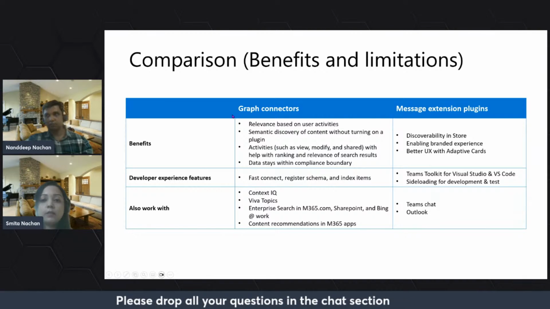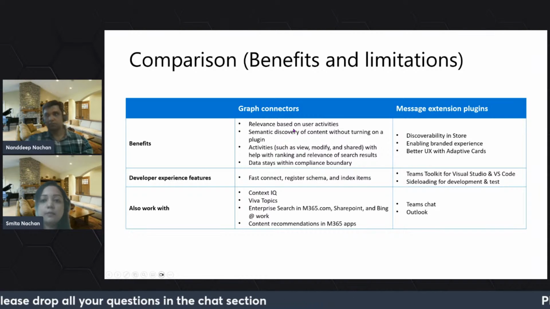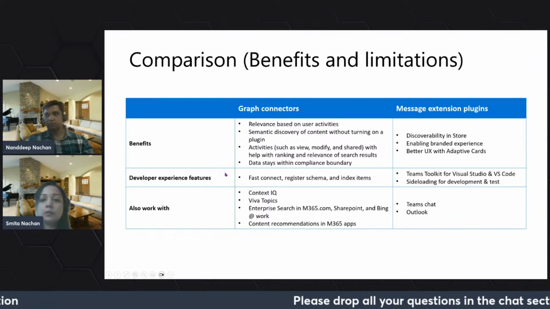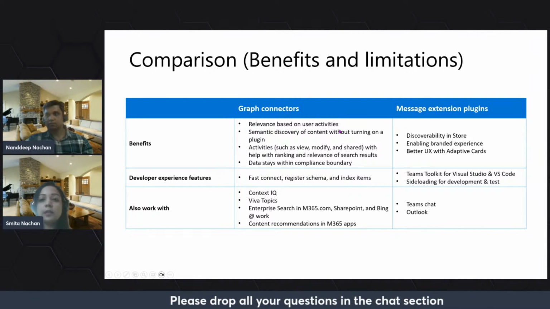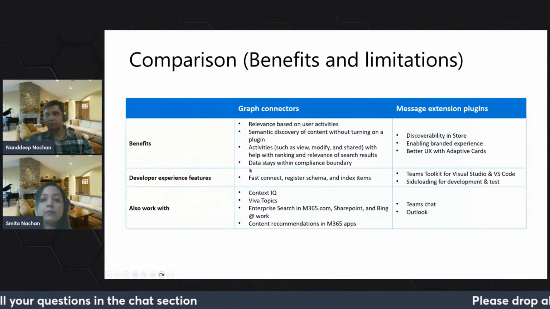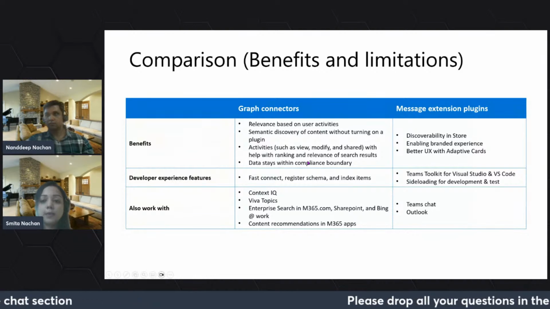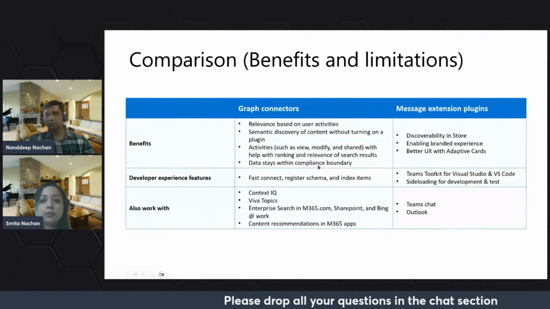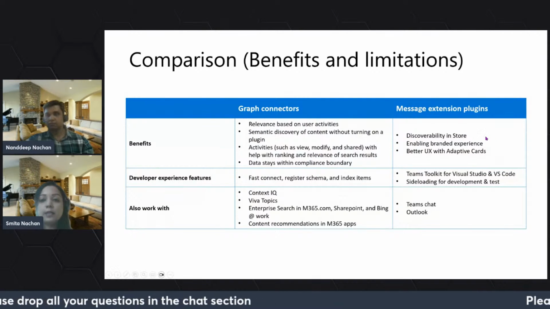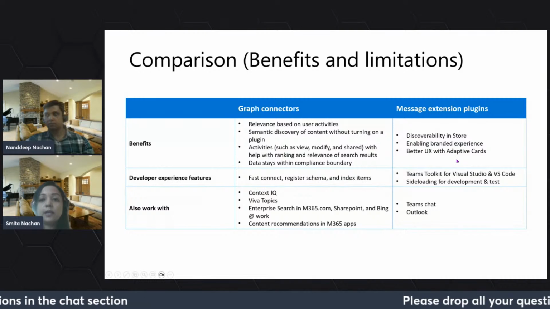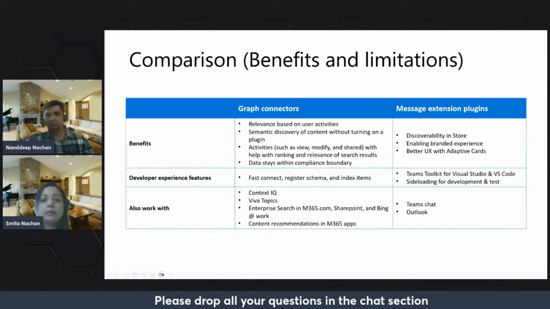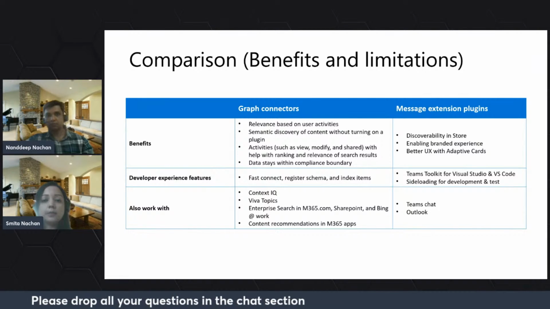So, over here, we have already listed some of these limitations and benefits. When it comes to the benefits for the Graph connector, it is relevant based on the user activities, the semantic discovery of the content without turning on the plugins, the activities help with ranking and relevance of search results, and the data stays within the compliance boundary. Overall, all these details, and then over here in the message extension plugins, discoverability in store and enabling the branded experience, better UX with adaptive cards. This way, we have mentioned all the details over here. So let's see more about this message extension plugin.